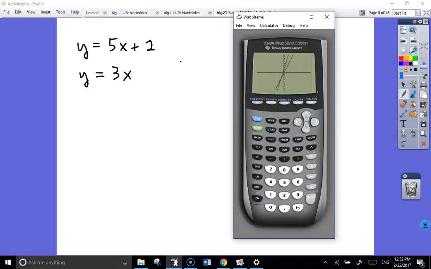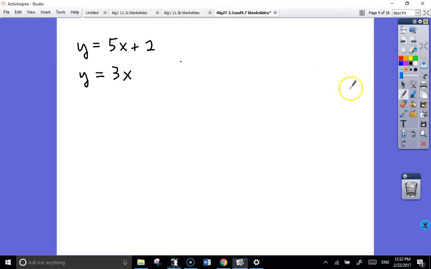Okay, does it look like there's an intersection point on the screen? Yeah, it looks like it's right there. So as long as you're convinced you got the intersection point, second trace 5. Enter, enter, enter. And it looks like the answer is -1, -3. Okay, so that was both of those problems. Both equations were already solved for y, so all you had to do was enter them in the calculator. Okay.